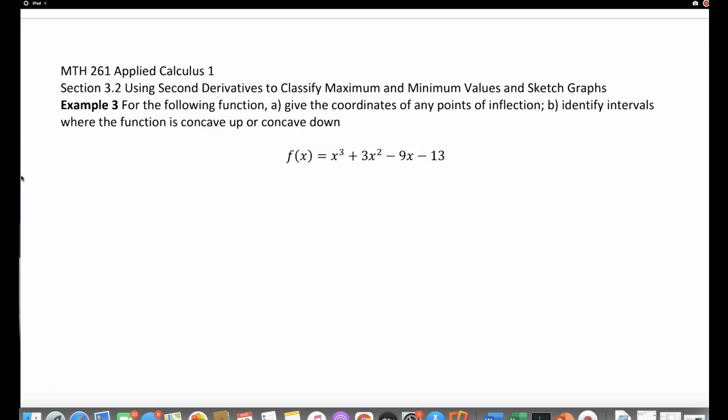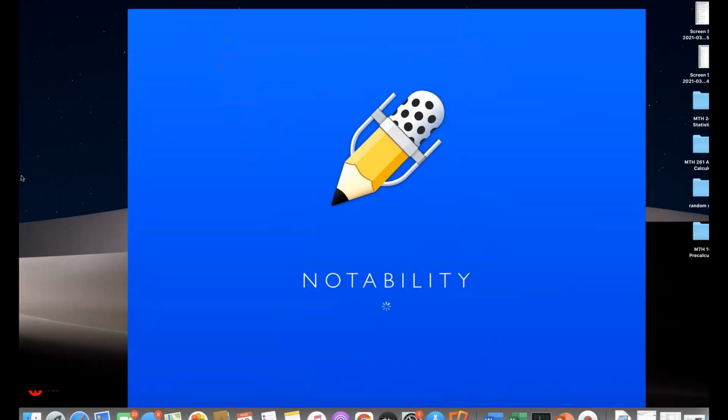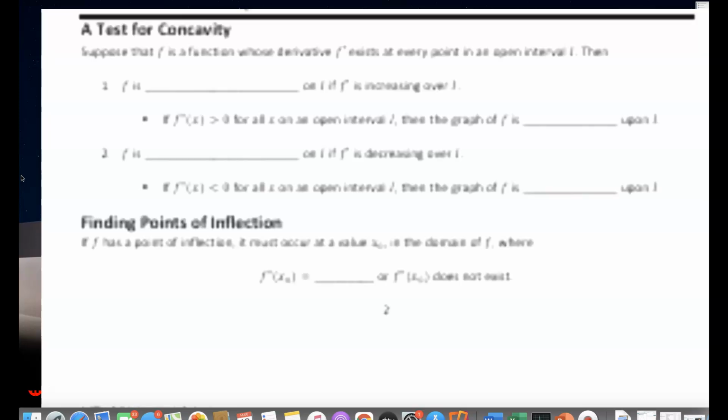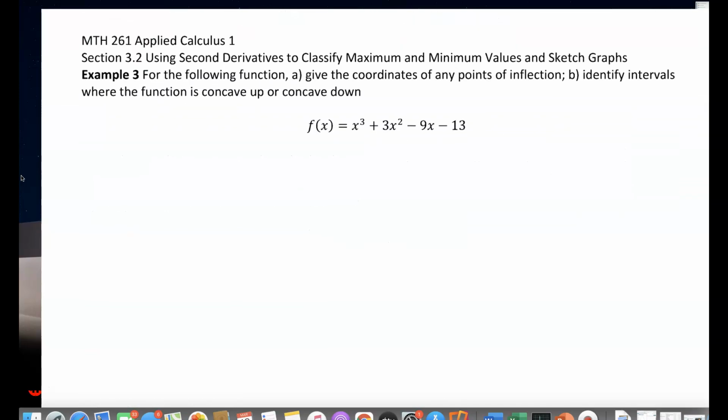Okay? So first, to get the... Let's restart this. Oh, everything just... Oh, my writing's gone. I'll have to start over again.